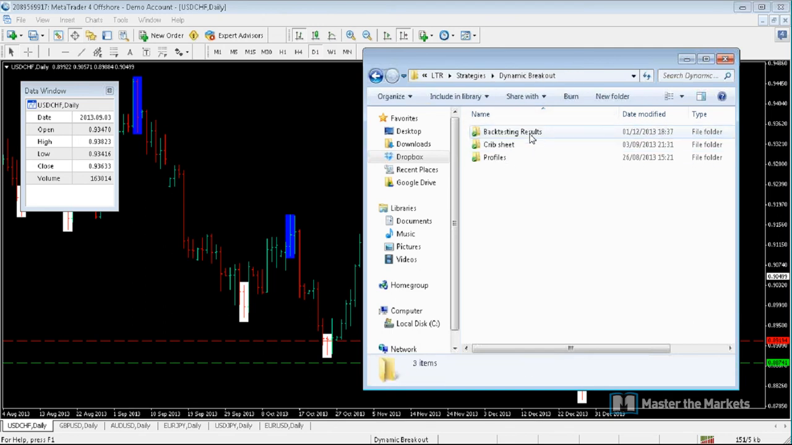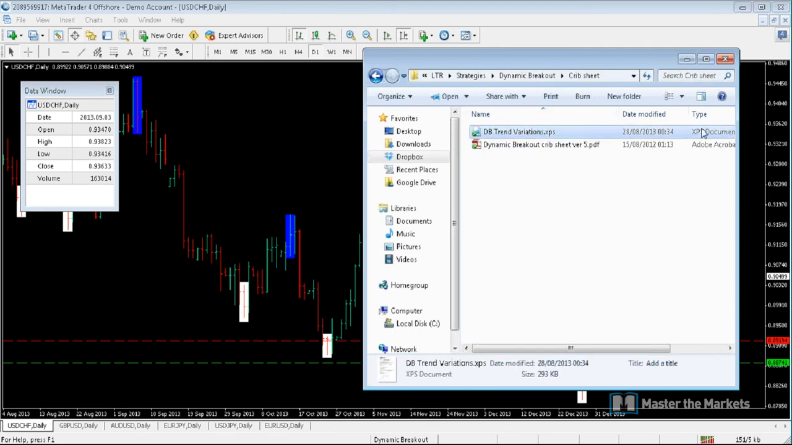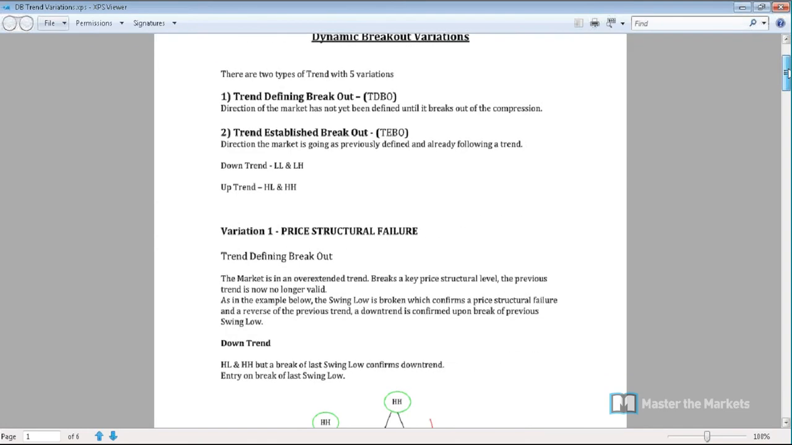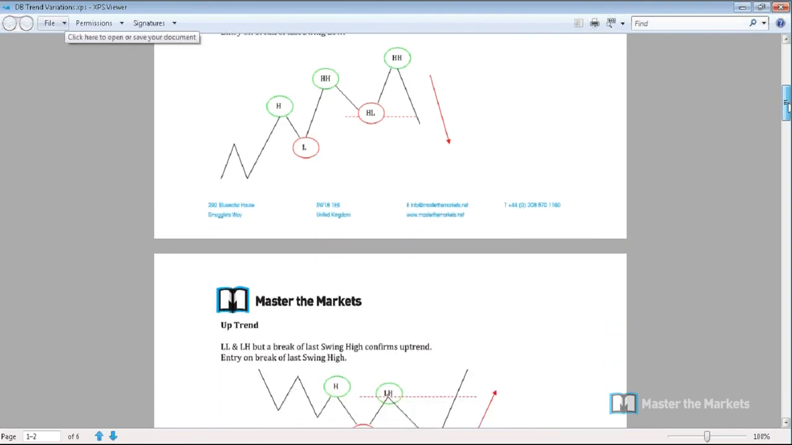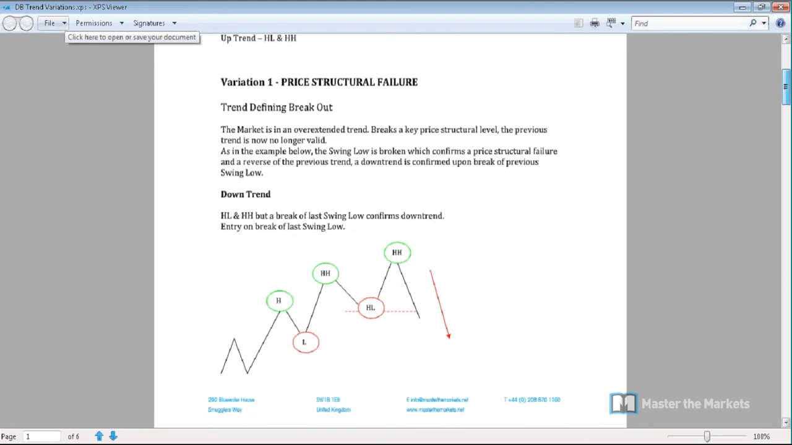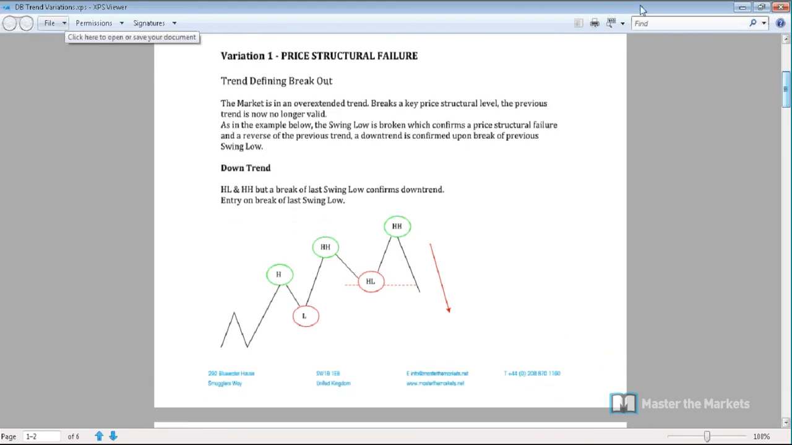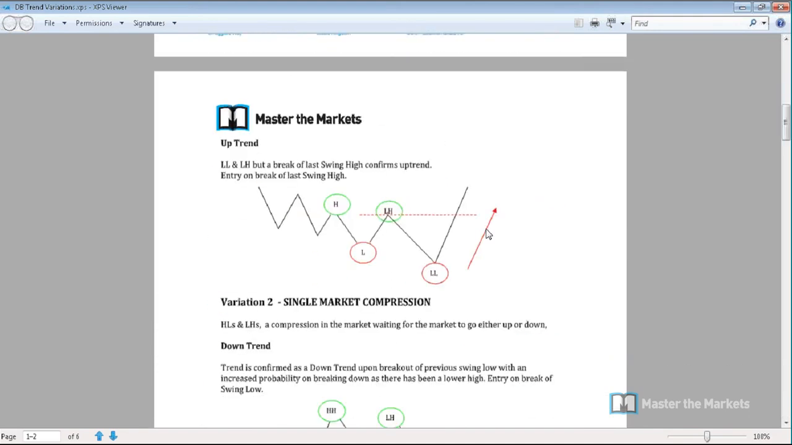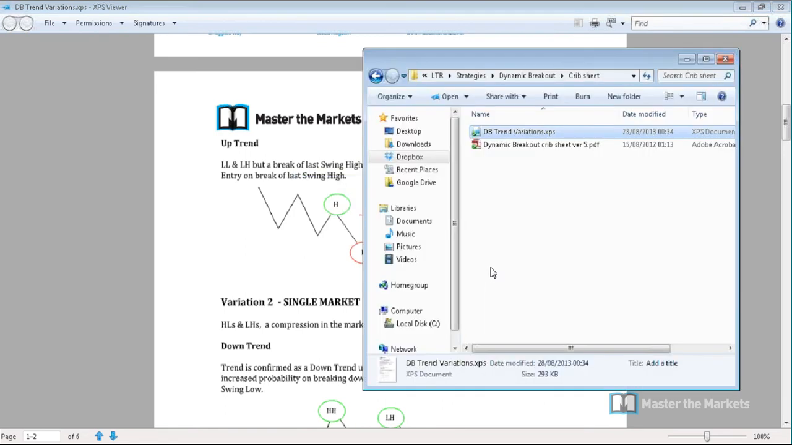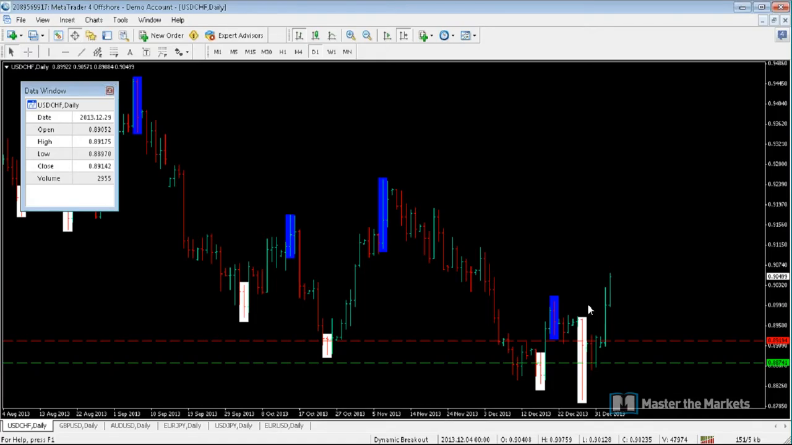And you've got the dynamic breakout crib sheet. For those of you that don't know this exists, it's a very useful resource for us to get an understanding of how these work. And this was actually a price structural failure on the dollar Swiss. So if you have a look, it's actually this type of variation. This is variation 1. It's a downtrend, and what we've got there is a structural failure on this dollar Swiss. So what we've got here, as I say, is variation 1 structural failure.